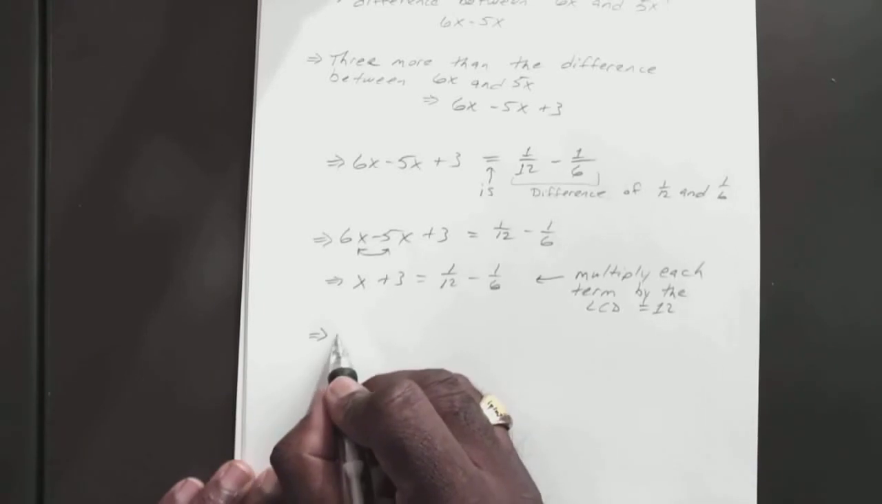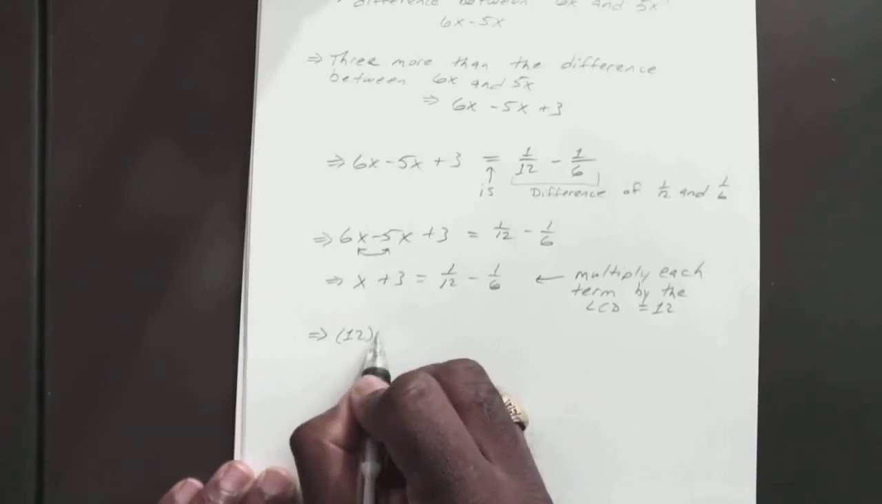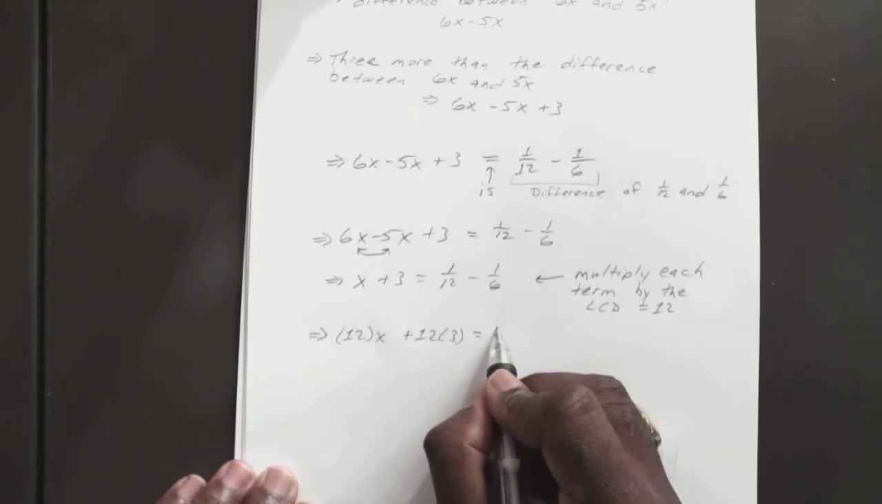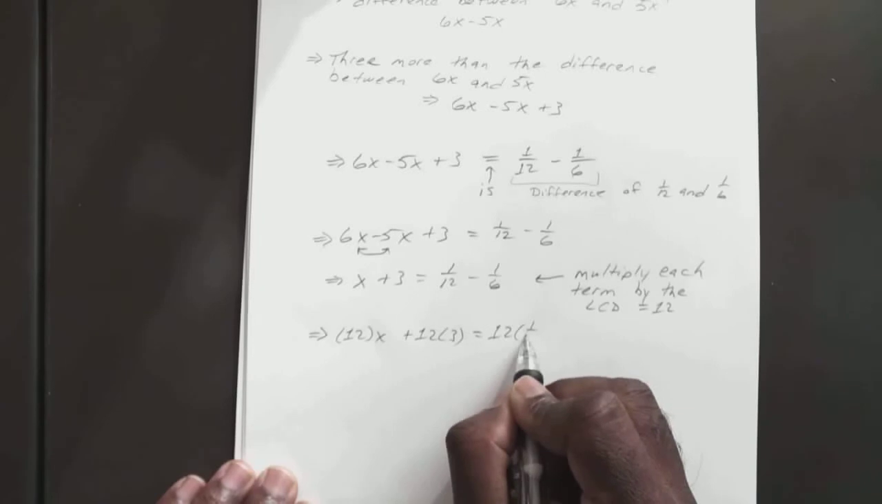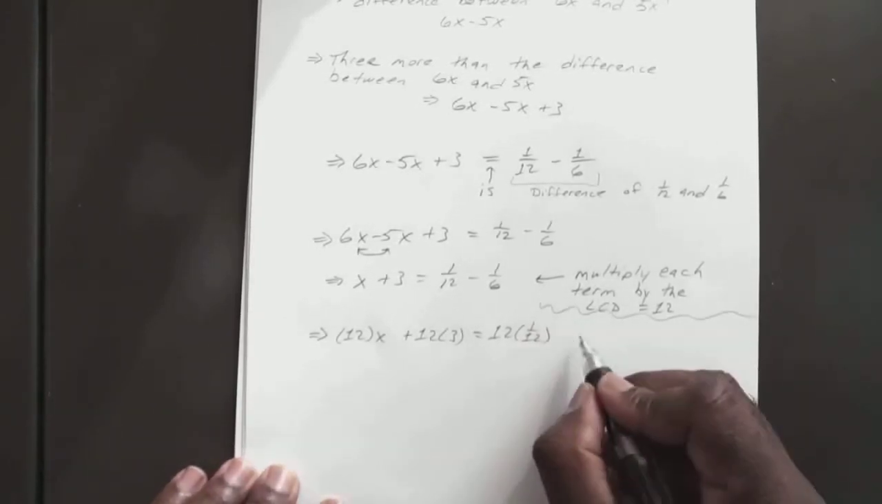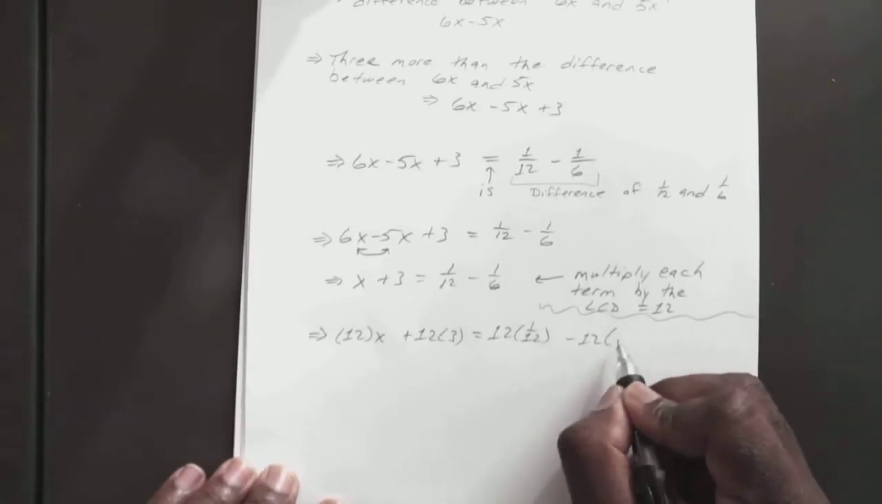Okay, so we have 12 times x plus 12 times 3 equals 12 times 1/12. Oh, kind of separate that a little bit. Minus 12 times 1/6.